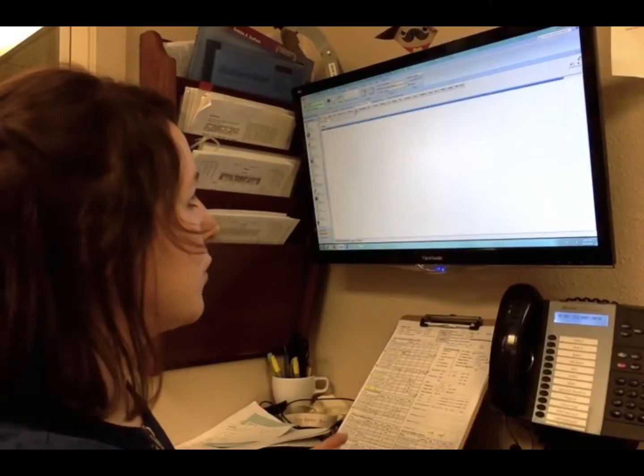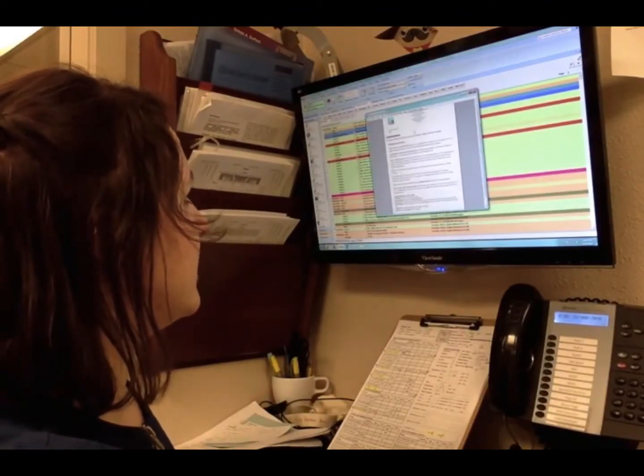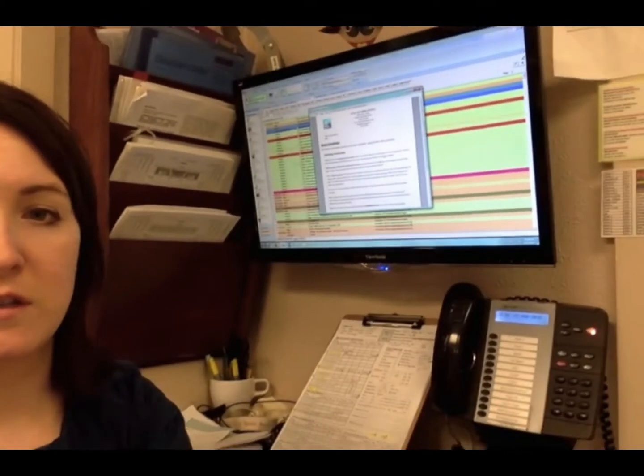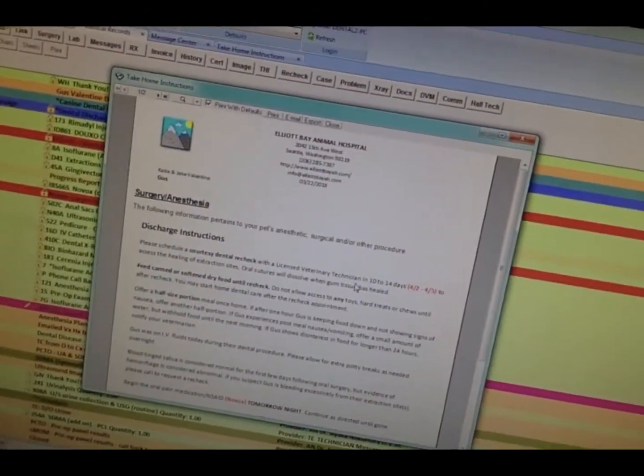So, technician, before we bring the patient back into the room, we sit the owner down in the exam room and we go over the take-home instructions, the discharge instructions. So you can see it says surgery, anesthesia, and it goes over all of the different instructions.